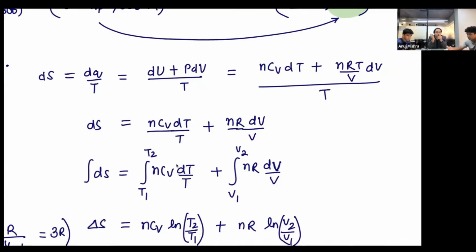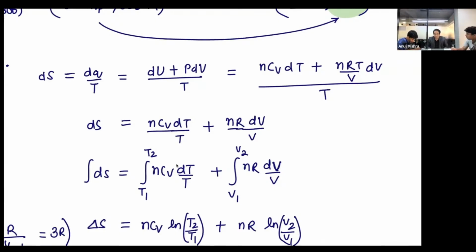If the same thing is isochoric, isochoric means the second term becomes 0. What is the formula? n Cv ln T2 by T1. नोट कर लीजिए, लिख लीजिए. In case of isothermal, T2 will be equal to T1. First term becomes 0. Formula becomes delta S isothermal is nR ln V2 by V1.